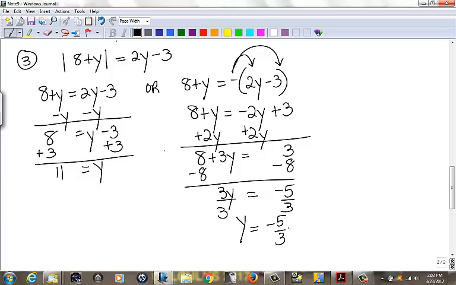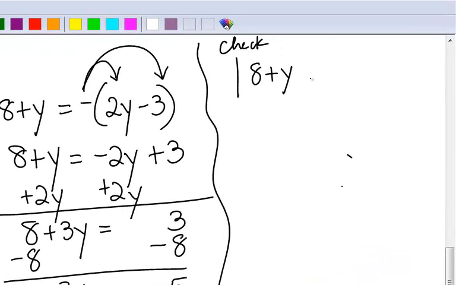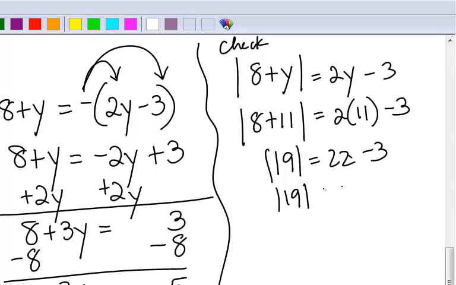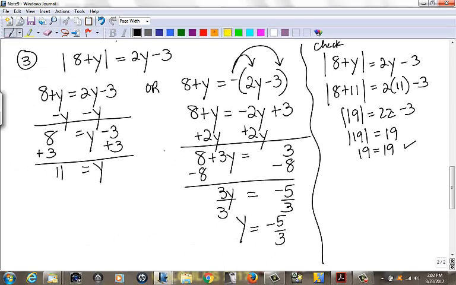Now let's check. You have to check both of them. You can't highlight your answers until you check them. Go back to the original. We have to substitute 11 back in. So this would be absolute value of 22 minus 3, absolute value of 19 equals 19. 19 equals 19. Yep, I'm good with that. So that's an answer. Now let's check the other one.